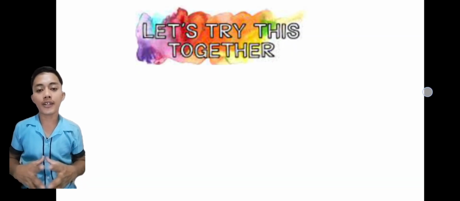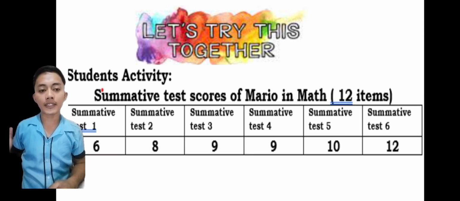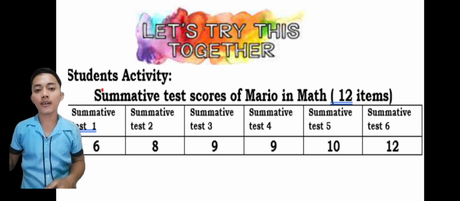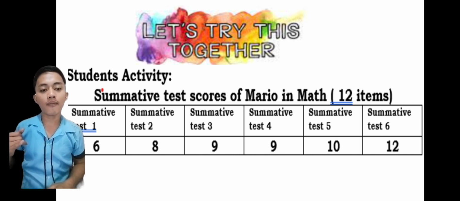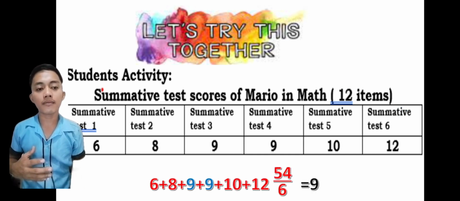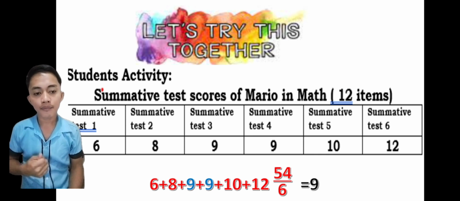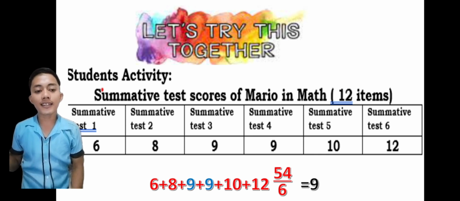Now, let's try the other one. They have the students' activity, summative test scores of Mario in math, 12 items. In summative test 1, he got a score of 6. Summative 2 is 8. Summative 3 is 9, summative 4 is 9, summative 5 is 10, and the last, summative 6, is 12. So, there are 6 numbers presented in the data set.